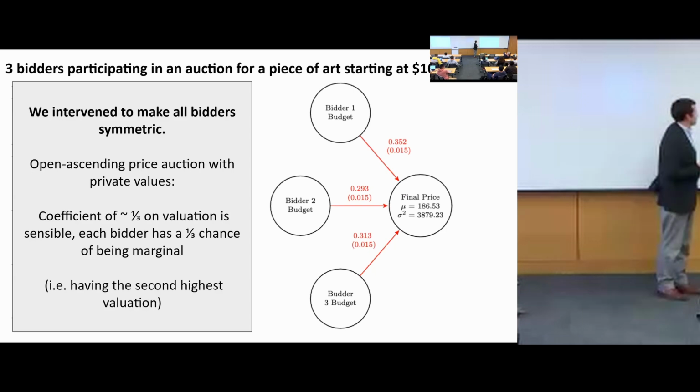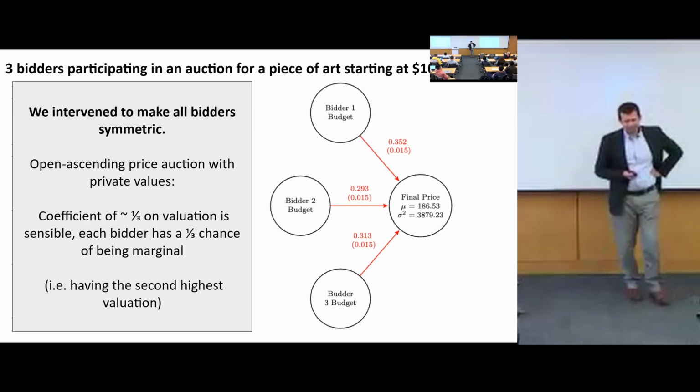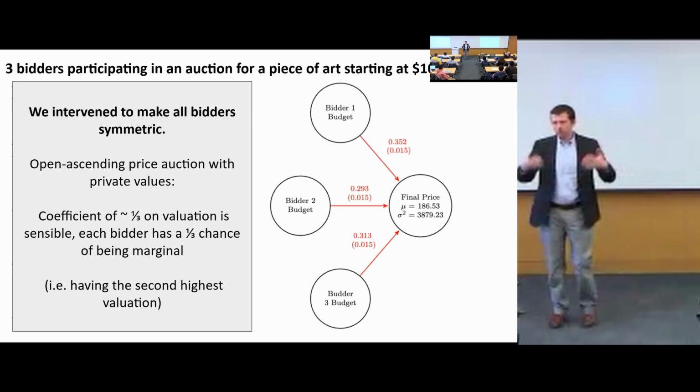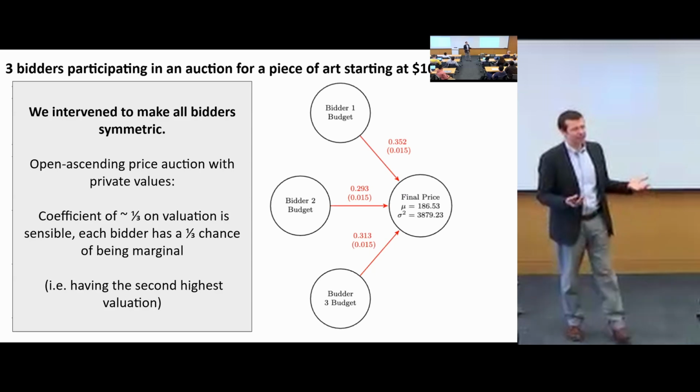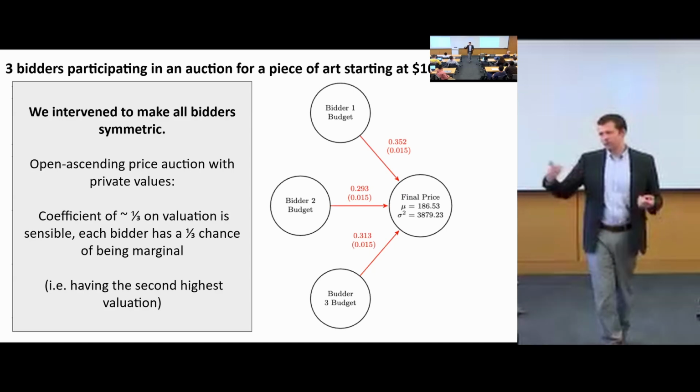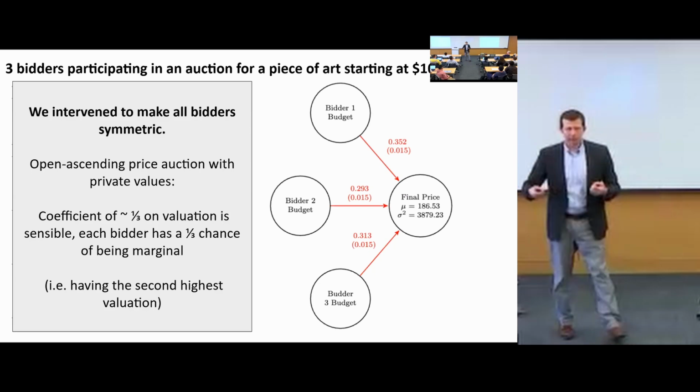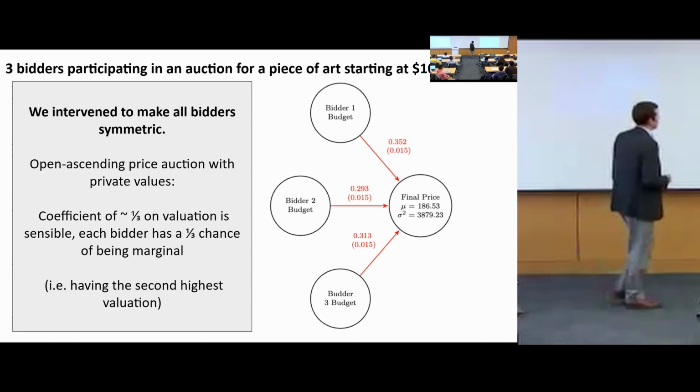It turned out to be an open ascending price auction with private values, in the sense that when you put them in this context and said, hey, this is an art auction, it leaned on its model of, oh, there's an open cry auctioneer who's calling on people.